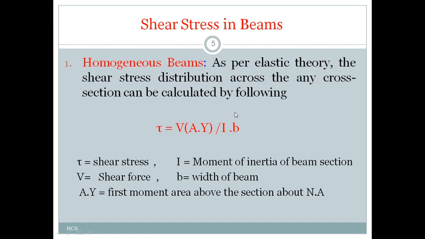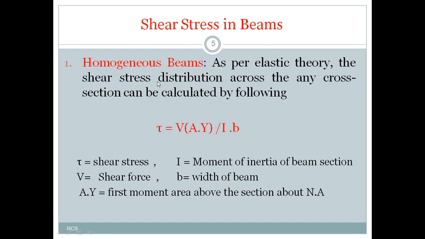The shear stress in a homogeneous beam can be calculated by using this formula, that is tau equal to V into Ay by I into B. This formula is not new to you. You might have studied it in your strength of materials subject when discussing shear stress distribution across rectangular, I, circular and triangular sections. It is a common formula that can be used for any type of section, and can be modified for the respective section. By using this formula, we can calculate the shear stress distribution.